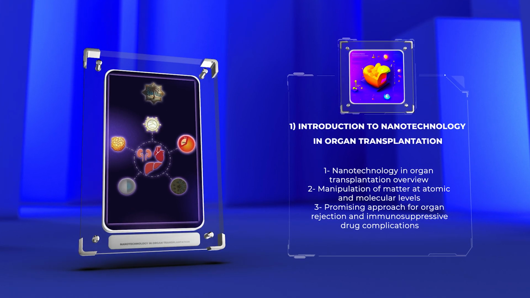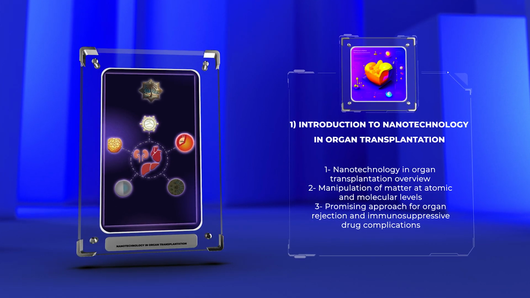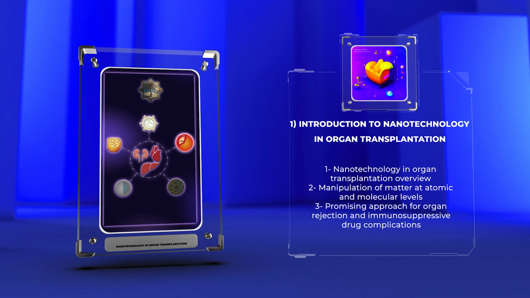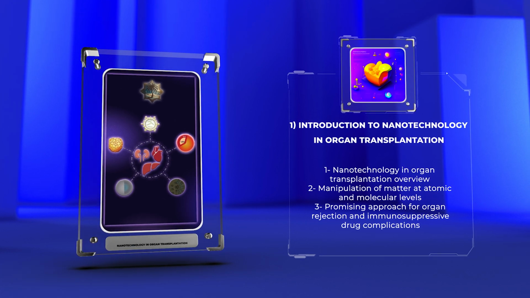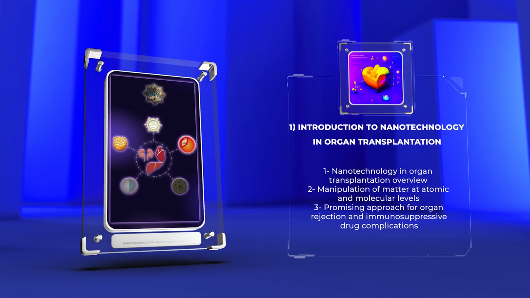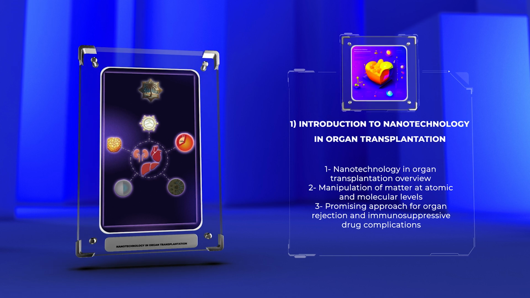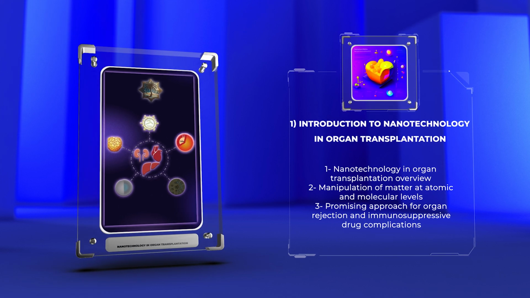In this section, we will provide a comprehensive overview of the application of nanotechnology in organ transplantation. We will discuss the fundamental principles of nanotechnology, including the manipulation of matter at the atomic and molecular levels. Additionally, we will explore how nanotechnology has emerged as a promising approach to address critical issues in organ transplantation, including organ rejection and complications associated with immunosuppressive drug regimens.